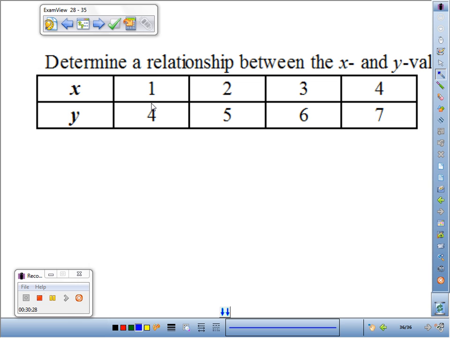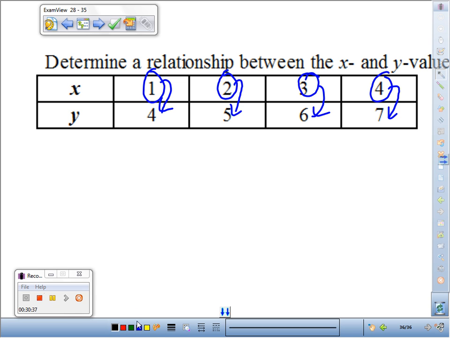Okay, what's happening to x to get y? So, what's our equation, Tony?